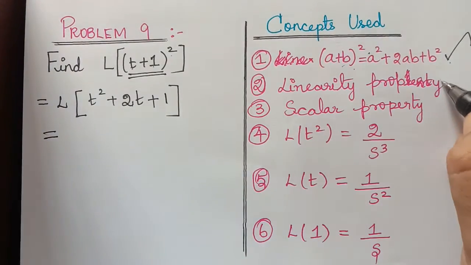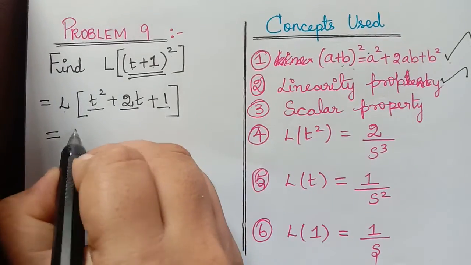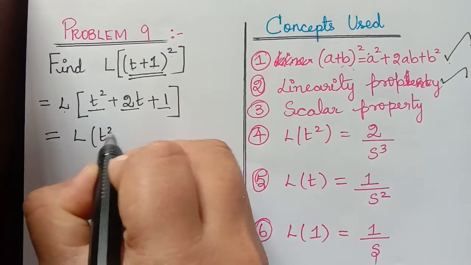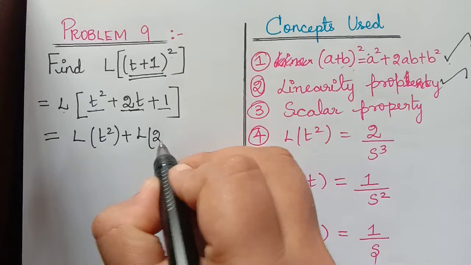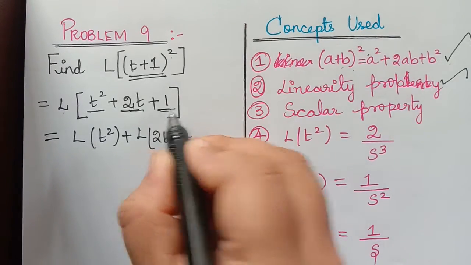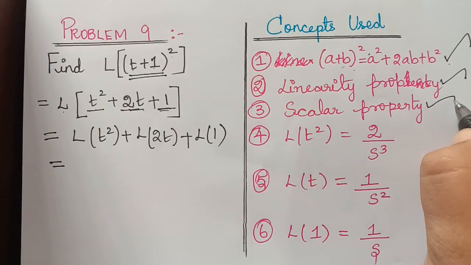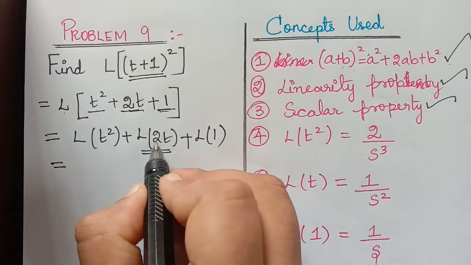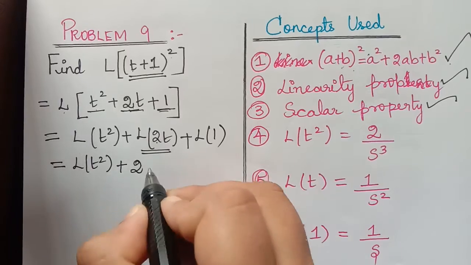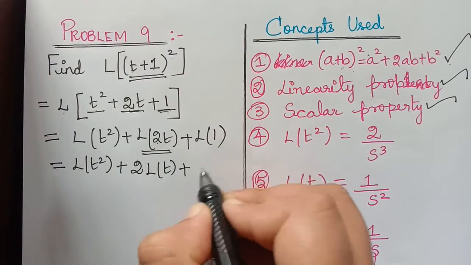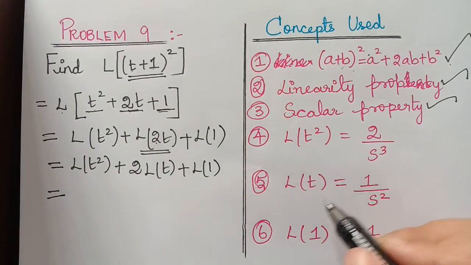After that, by applying the linearity property, we have to take the Laplace transform of each of the functions. That is, we can write this as Laplace transform of t square, the first function, plus Laplace transform of the second one, 2t, plus the Laplace transform of the third function, which is 1. So plus Laplace transform of 1. And then we have to apply the scalar property and take this 2, which is a constant, out. So this we will write as it is, plus this constant can be taken out. So 2 Laplace transform of t plus Laplace transform of 1, and that is equal to, now what is Laplace transform of t square?